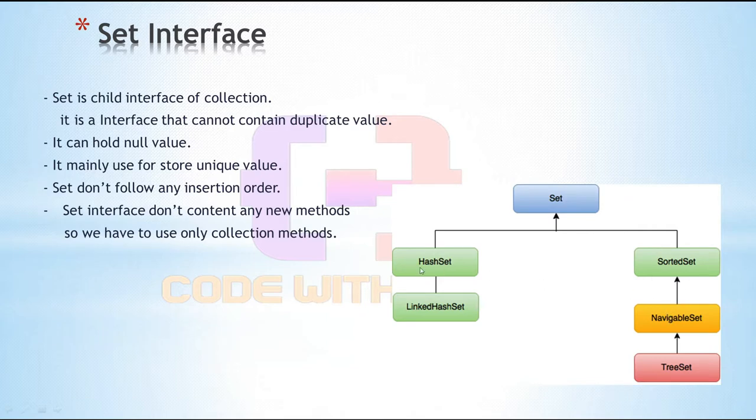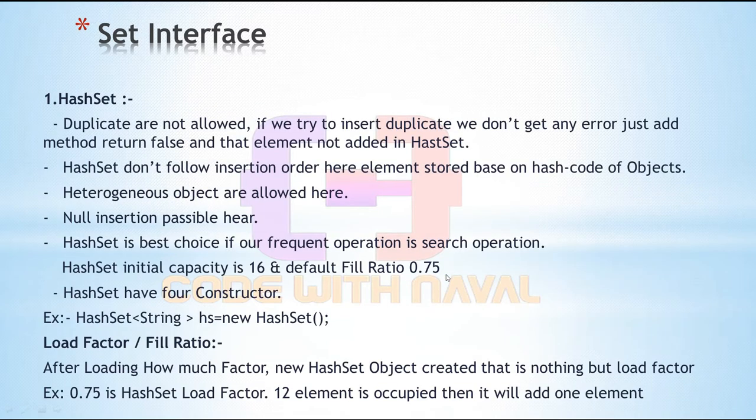Okay, let's discuss one by one. First we discuss HashSet. In HashSet, duplicates are not allowed. If we try to insert a duplicate, we don't get any error; the add method just returns false, and that element is not added to the HashSet. HashSet doesn't follow insertion order. Here elements are stored based on the hash code of the object. Every object has a hash code, and HashSet uses that object's hash code for storing data. Heterogeneous objects are allowed here. We can happily store heterogeneous and homogeneous objects. Null insertion is possible here; we can store a null element also.